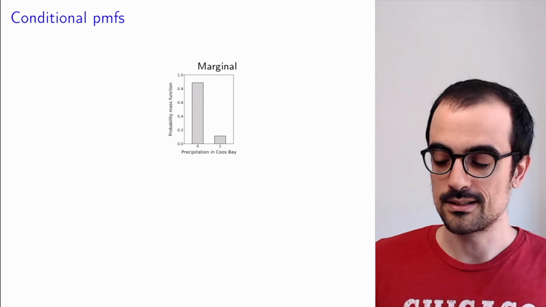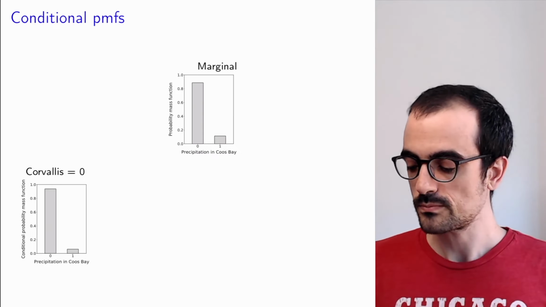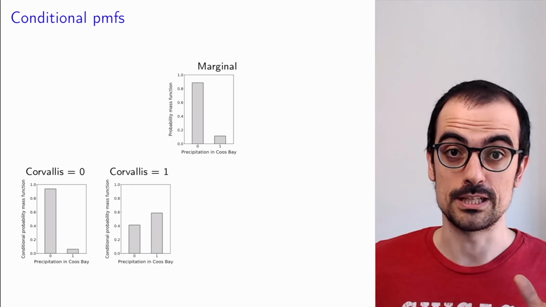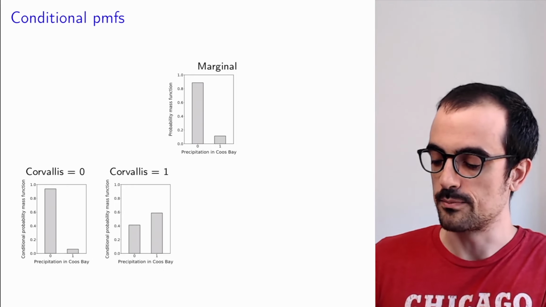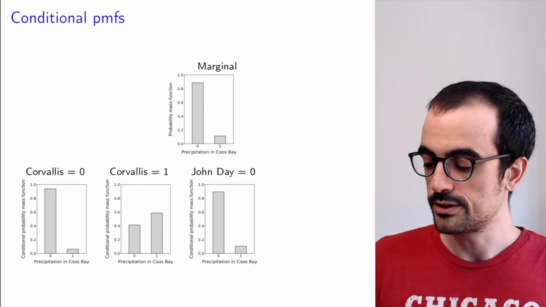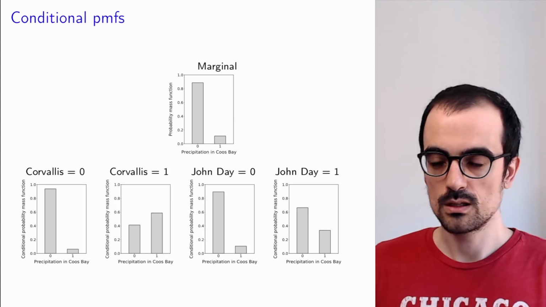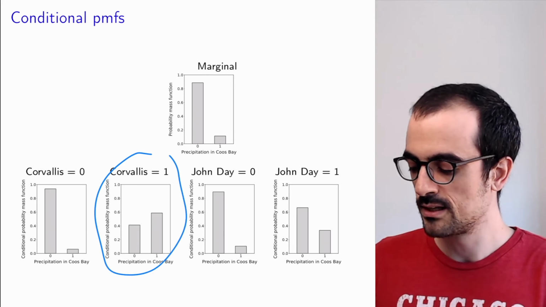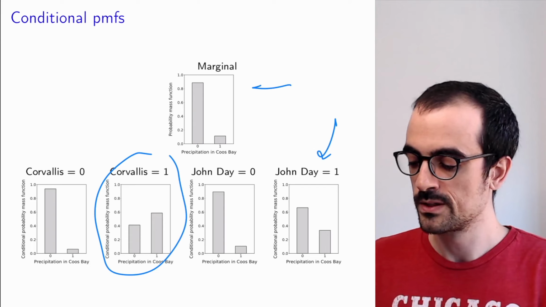And now we're going to see the marginal that we get. This is if Corvallis is equal to 0, Corvallis is equal to 1. We can do the same thing for John Day. This is the precipitation in Coos Bay, okay? Conditional PMFs of the precipitation in Coos Bay. This is if it does not rain in John Day, and if it rains in John Day, okay? Again, you see that maybe there's more dependence with Corvallis than with John Day, but there's definitely dependence with John Day when we compare to the marginal.